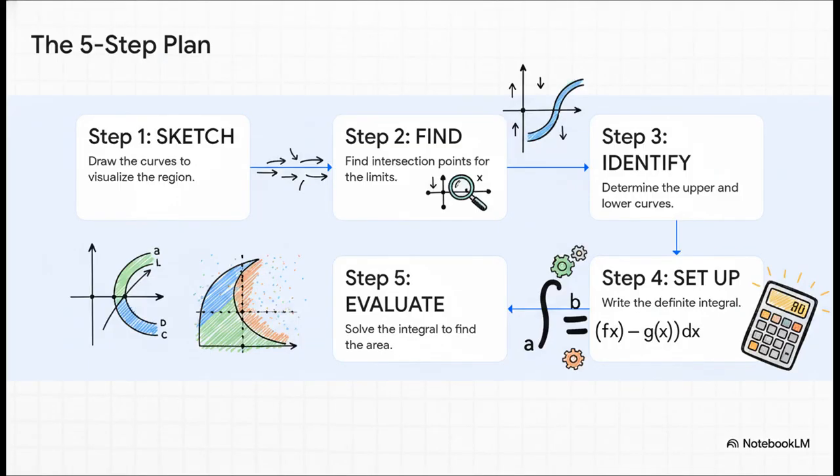So to do this, we're going to follow a simple 5-step plan. Think of this as our foolproof roadmap to the solution. First, sketch it out. Then, find where they cross. Figure out which curve is on top. Set up your integral, and finally, solve it.